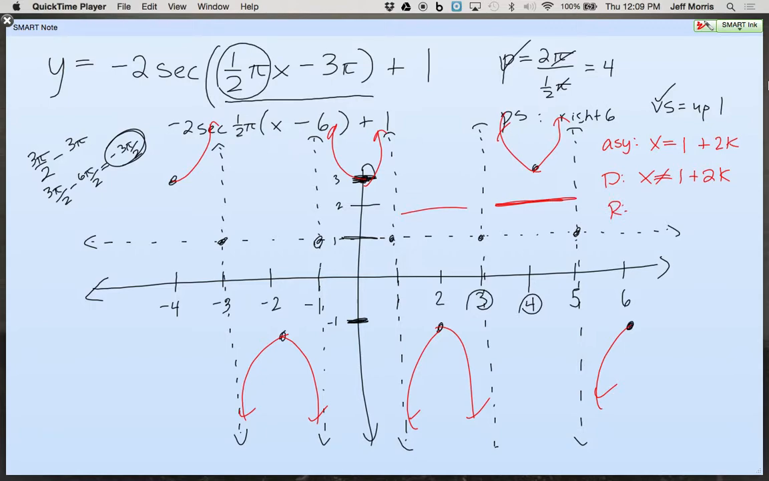All right, range. All right, y what? y is less than or equal to -1, or y is greater than or equal to 3. Okay? Isn't that fantastic?